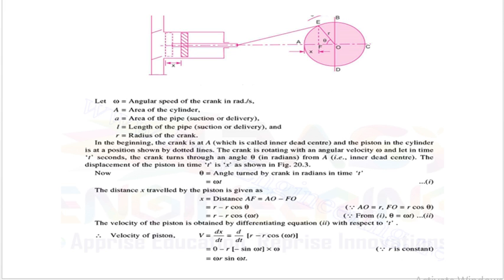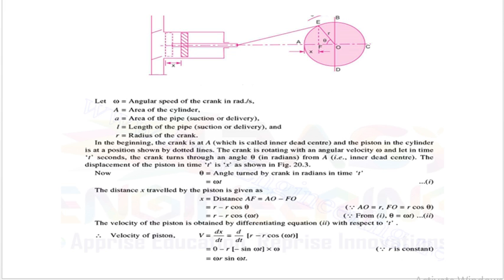In the line diagram, you can see that the piston moves from A to C, then again C to A. From the motion of the crank from A to C, theta changes from 0 to 180 degrees, and for the motion of the crank from C to A, theta changes from 180 degrees to 360 degrees. Now let's start the derivation.